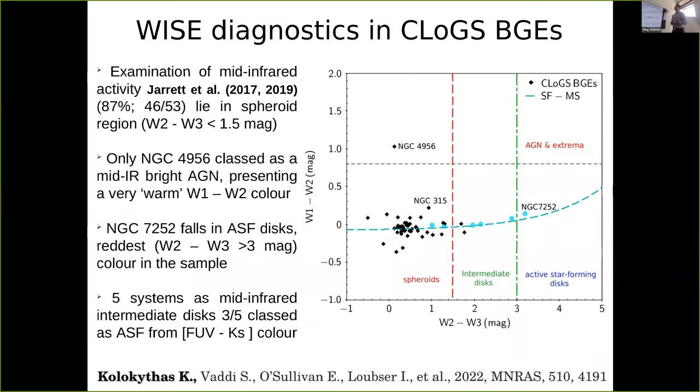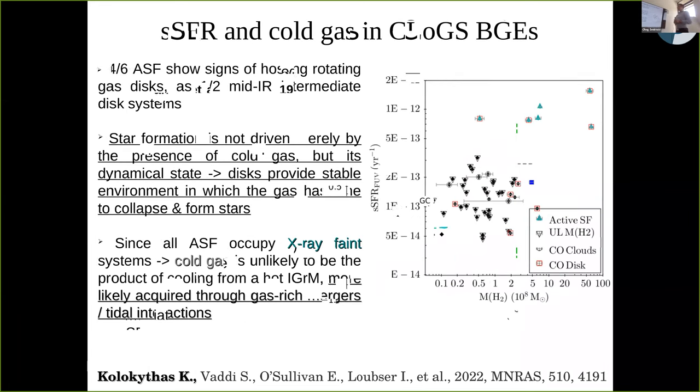We have also examined the WISE diagnostic for the activity of these systems from Jarrett et al. 2017 and 2019. And we find that 87% of the brightest group early type galaxies lie in the spheroid region over here. Only one system falls in the active star forming disks. And five systems are classed as mid-infrared intermediate disks, of which three out of the five are also active star forming. And so what does this tell us?